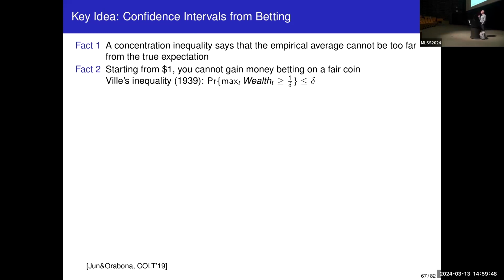It can happen, but it's really small. Okay. And by the way, why did Ville prove this thing? Ville was the guy that invented martingales. And he invented martingales because he was talking about betting. So if you read, this was his PhD thesis. If you read the entire PhD thesis, it's about betting.